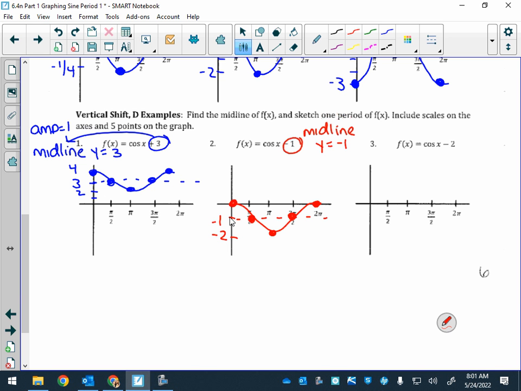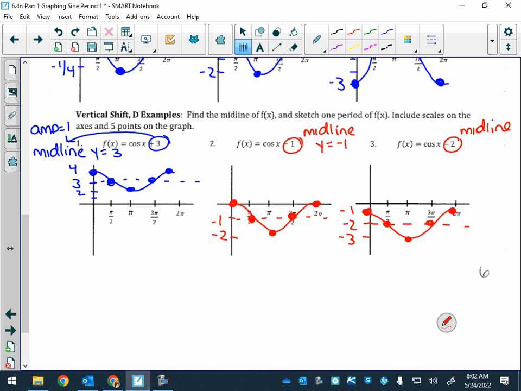For number 3, what is our midline? Go ahead, Nick. -2. What is our amplitude? 1. So -1's the highest. -3. Start here. That is our function. How many of you got both of those correct?